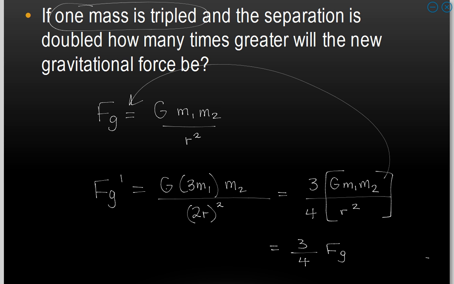Now, how many times greater will the new, well, I don't think it's going to be greater. So it's not a good word there. It's actually less. The force is less. The mass is tripled, so if the mass is tripled, it's becoming bigger, so you'd expect the gravitational force to go up. But because the separation is doubled, they're getting farther apart. That sort of just dominates, and the force actually decreases. It's 3/4 of the original force.